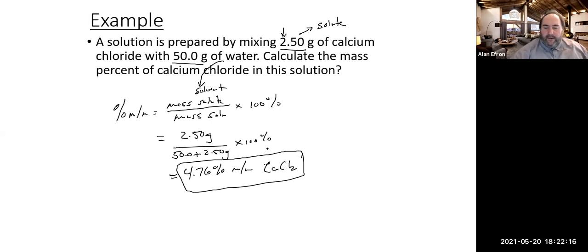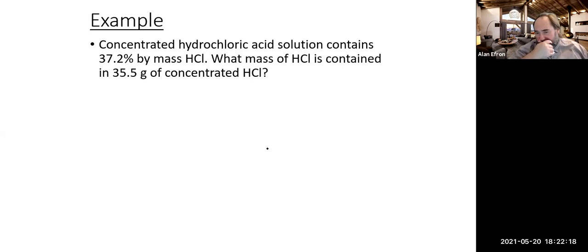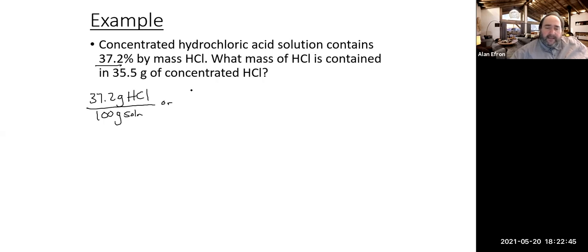All right. Looking at this example, we can treat this like a conversion factor. We're looking for the mass of the hydrochloric acid that would be in this solution. That's 37.2% by mass. So we really can convert that into a conversion factor, which means there's 37.2 grams of HCl in 100 grams of solution. Or again, if you need it the opposite way, you can flip it around.